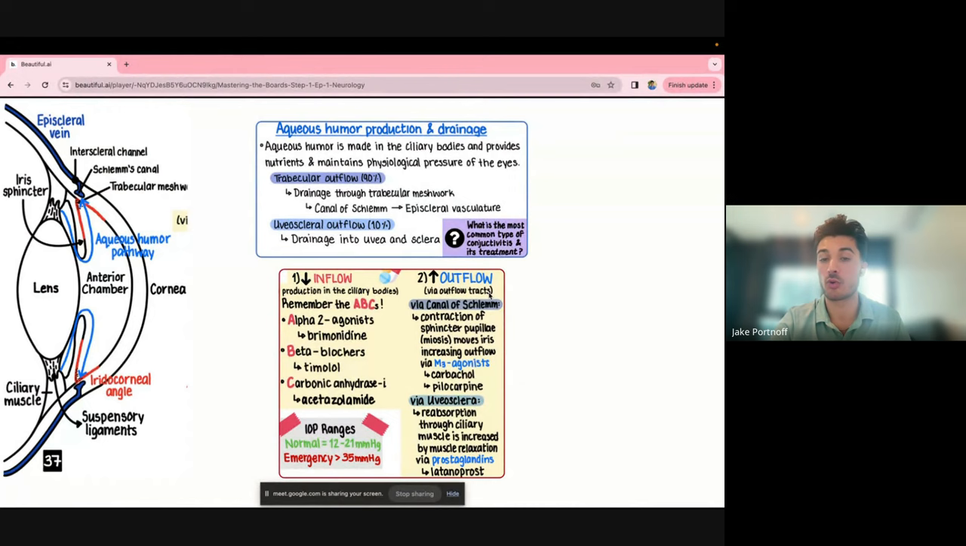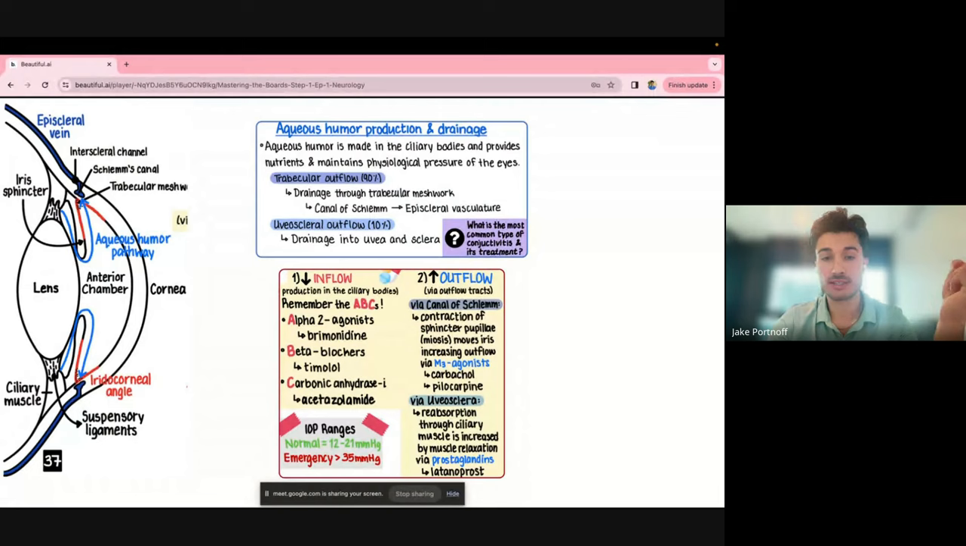Contraction of the sphincter pupillae, causing miosis, constriction, is going to increase the amount that we can actually outflow, or aqueous humor drainage. And then prostaglandins are the ones that cause increased uveoscleral outflow. Remember the common agent latanoprost for that one. So just understanding, we can decrease aqueous humor production in two ways.